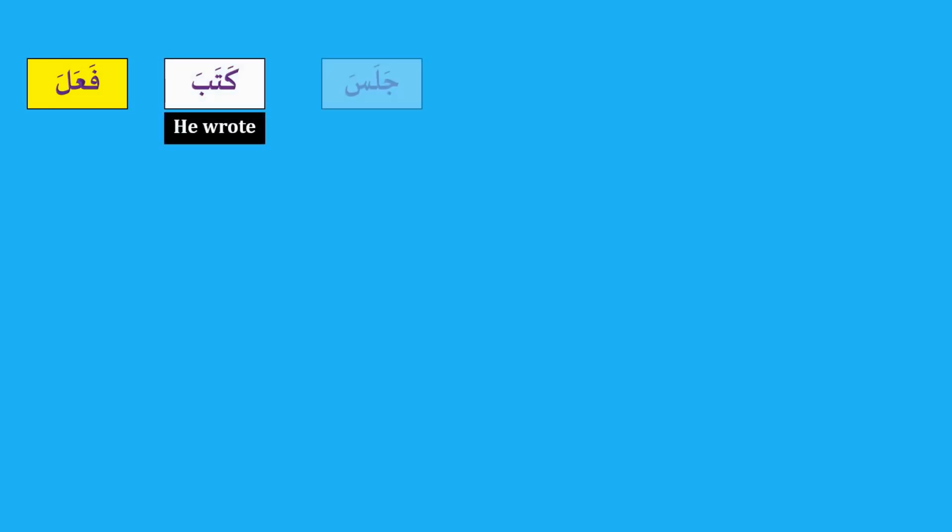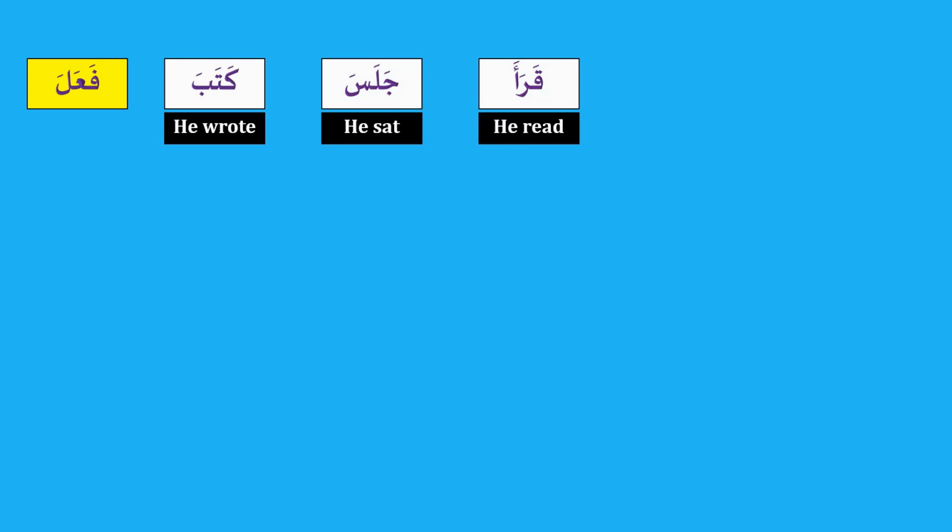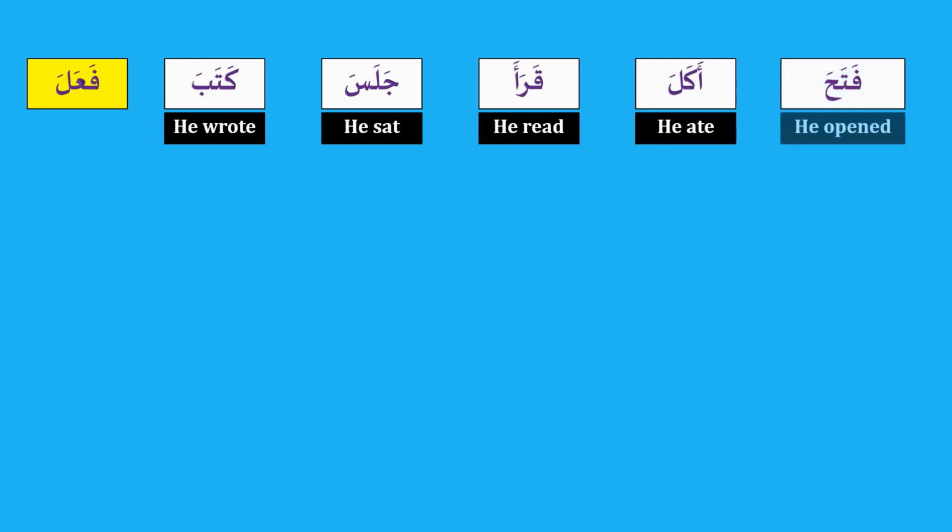Now let's give examples. The verbs in the pattern of fa'ala, all the letters get fatha, including the middle letter. Kataba, he wrote. Jalasa, he sat. Qara'a, he read. Akala, he ate. Fataha, he opened.